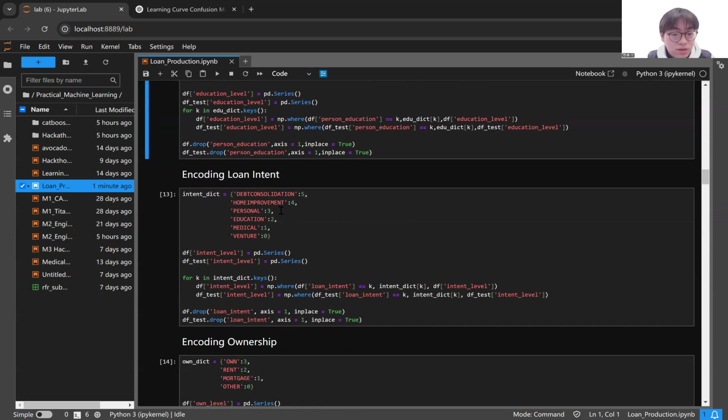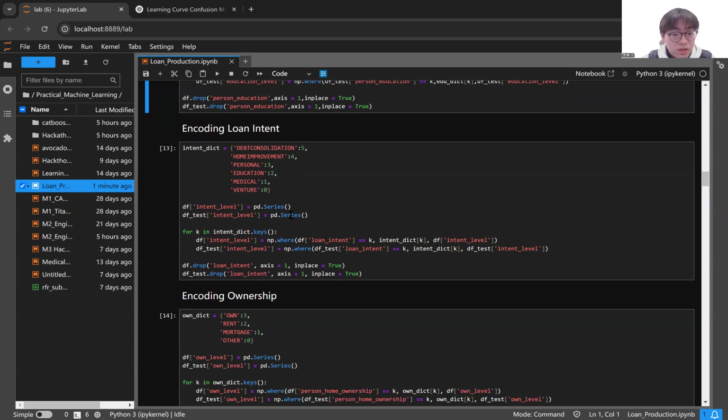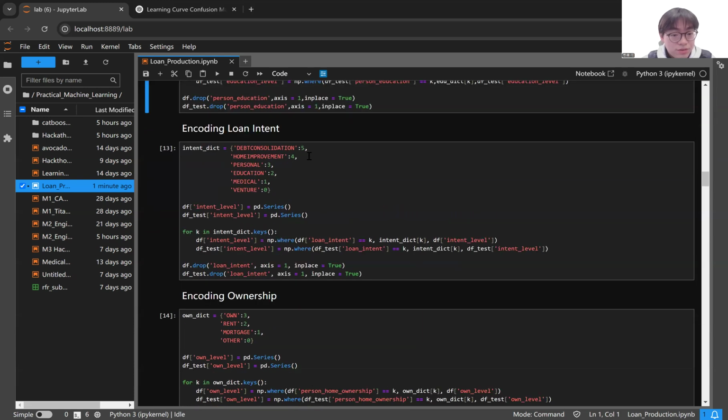And this is the code where we place them from high school to doctorate degree, from 0 to 4. And we also think that the loan intent is an important factor. And also there's a sequential order within it, because we think that the people who want to consolidate their loans are ideal customers for us. And also people who want to borrow money from the banks so that they can do some venture investments, we don't think they're good customers. So that's why we are encoding from 0 to 5.